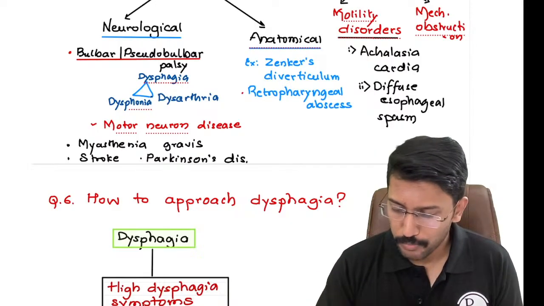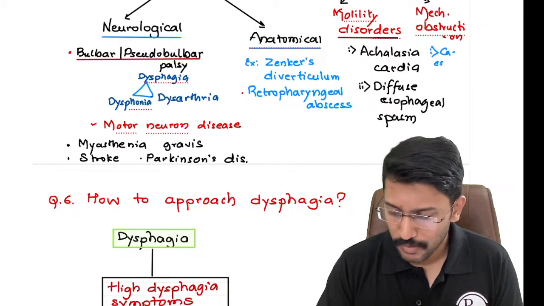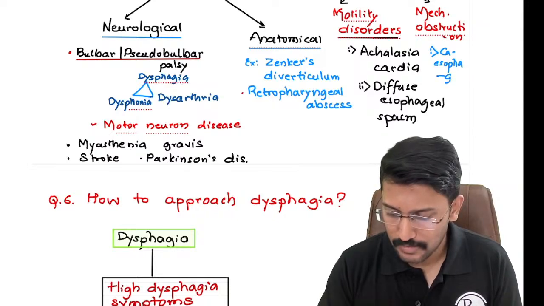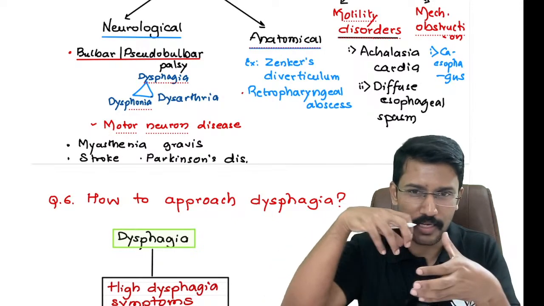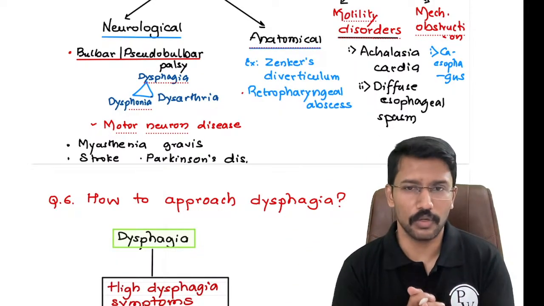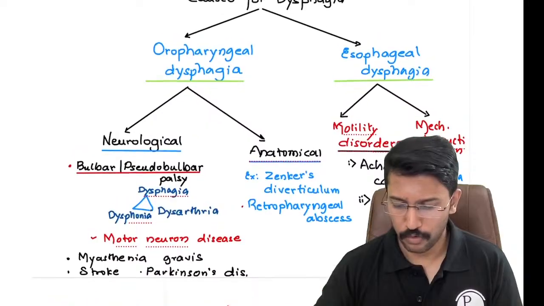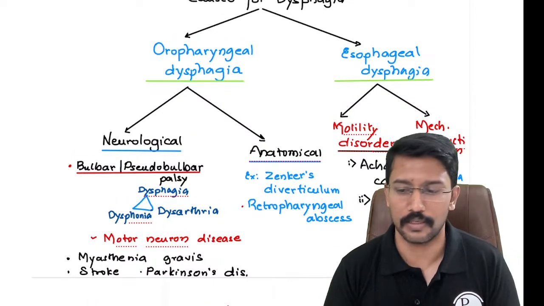For now, I want you to remember only one cause, which is the carcinoma of the esophagus, right? If there is a cancer originating in the esophagus, it will make the esophageal orifice smaller. It is eating up the space, so food cannot pass through it. So now we have understood the causes for dysphagia. How do we classify? As oropharyngeal dysphagia and esophageal dysphagia.